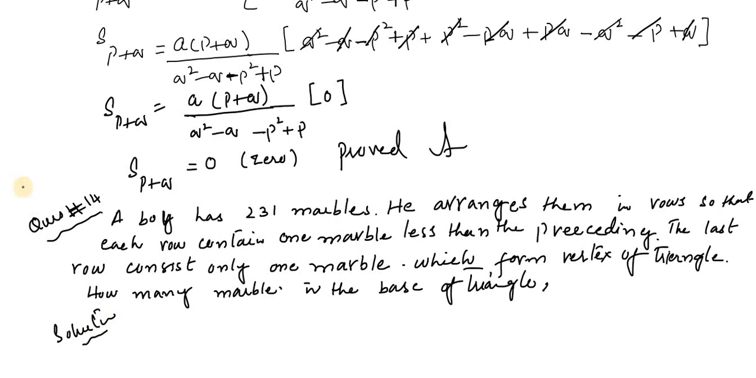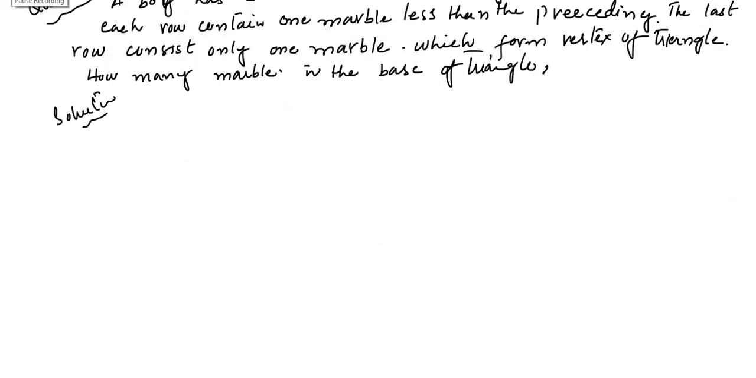Solution. The shape of the triangle will actually be of this type, because each row contains one marble less than the preceding, and the last row consists of one marble only. So the last row has only one marble.